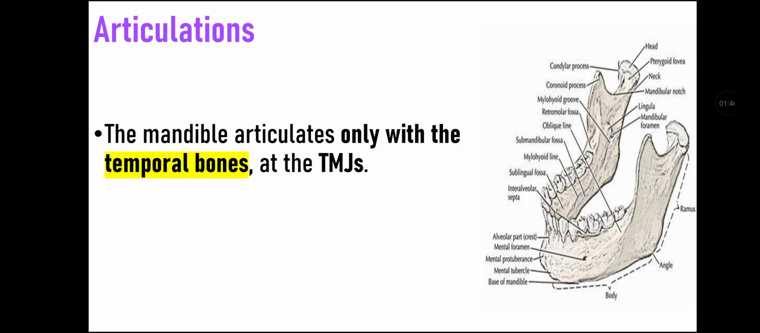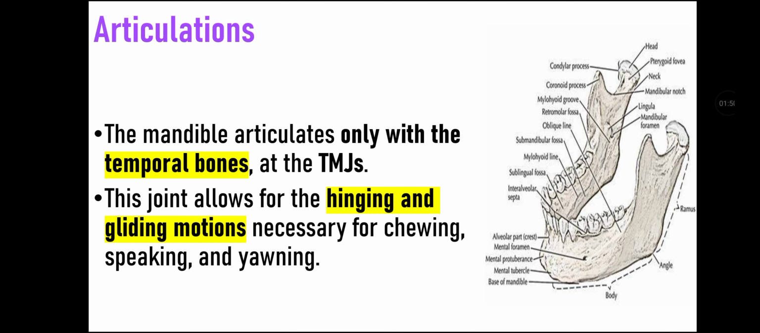The mandible articulates only with the temporal bone at the temporomandibular joint. This joint allows for hinging and gliding movement that is necessary for chewing, speaking, and yawning.